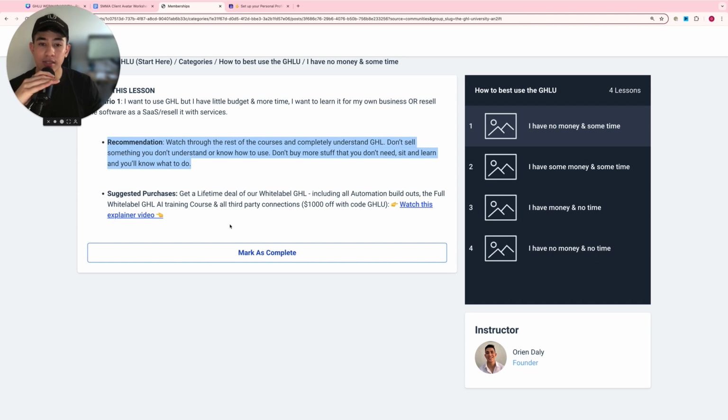And fundamentally, my advice to you is, if you could, spend some time understanding how GoHighLevel works before selling it. Once you completely understand it, or understand enough, then start selling it. And lastly, try not to buy more stuff that you don't need. Please, spend your time, sit and learn and understand. Once you have a fundamental understanding of it, you'll be able to sell it in a way that fits. It actually helps the business owner out when you have that fundamental understanding.